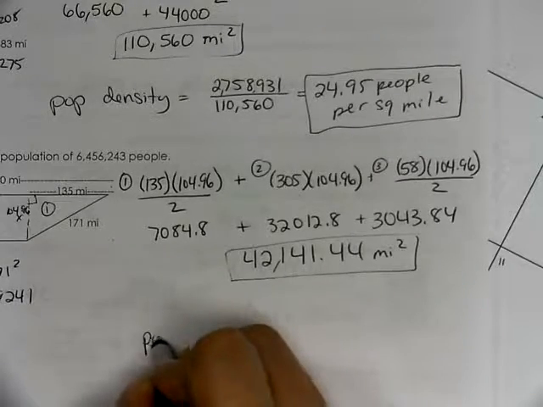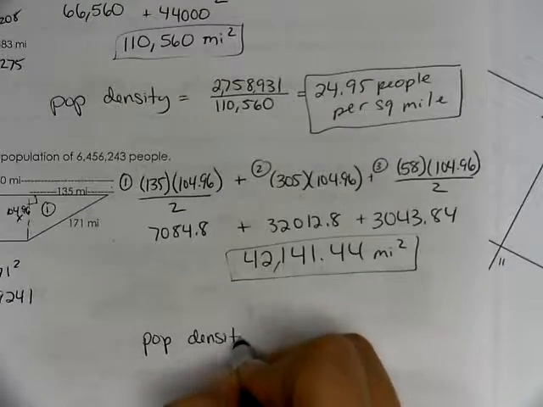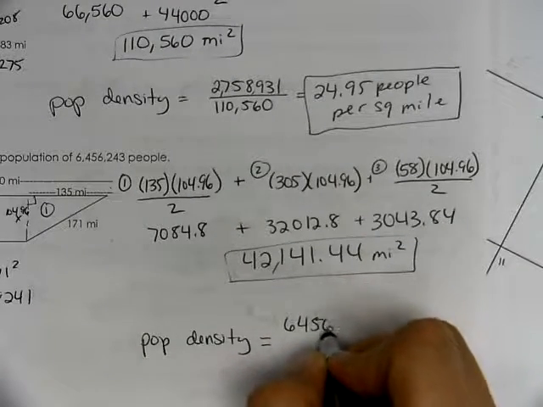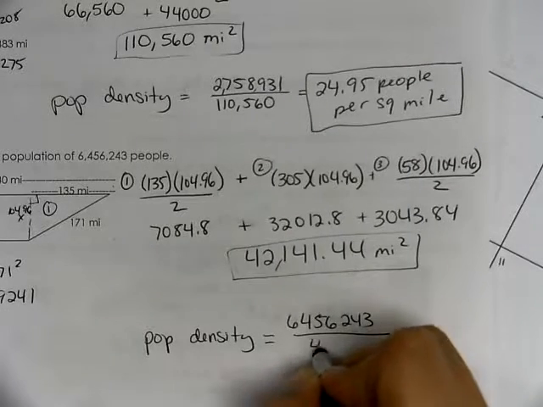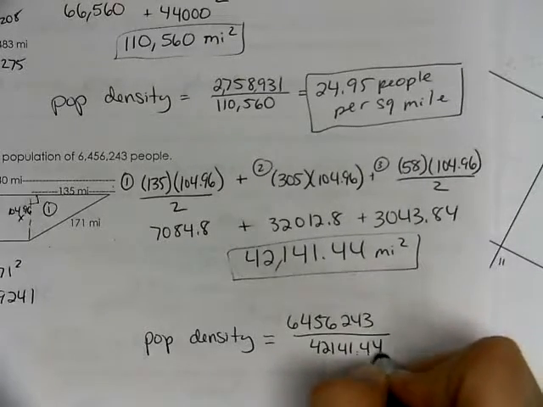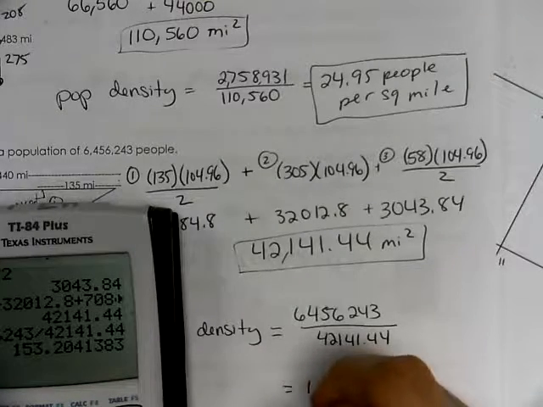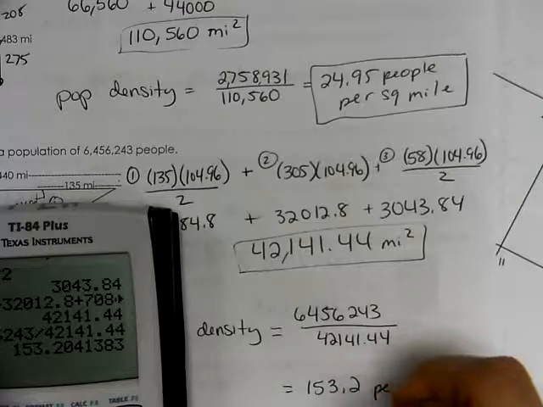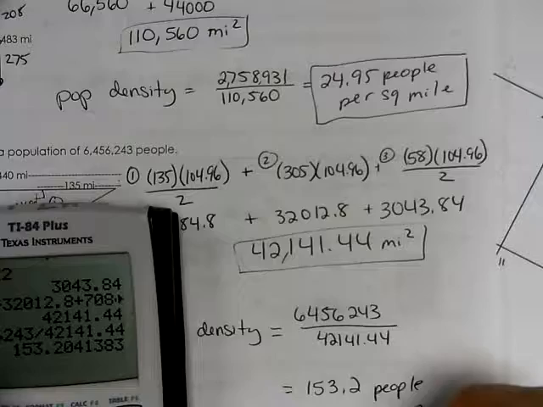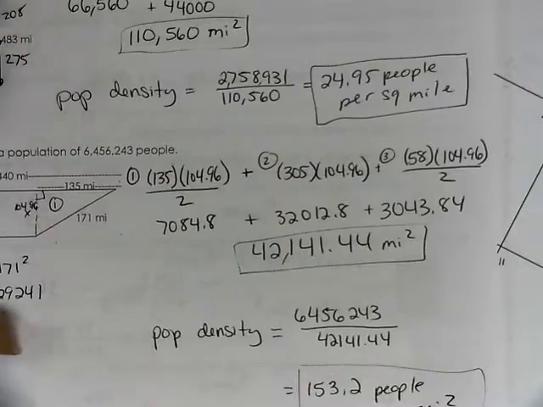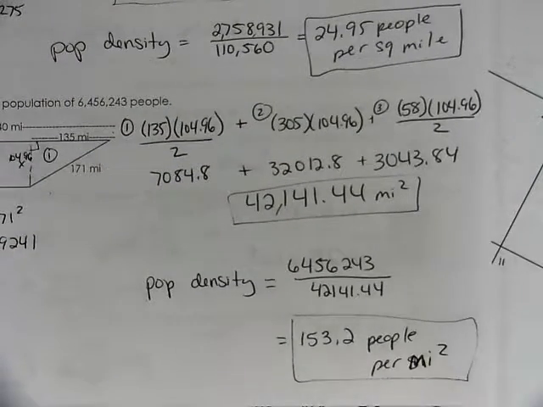So, for my population density, it's people per square mile. So I'm going to take my 6 million people and divide it by my square mileage. And you get 153.2 people per square mile. So Tennessee has a bigger population density.